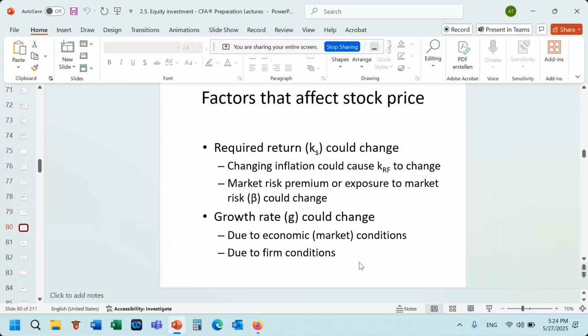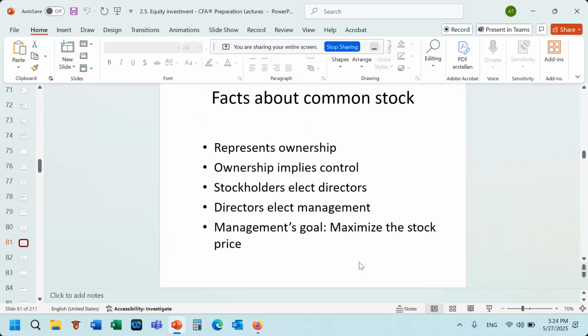Slide 81. About half the questions that CFA has about equities is definitions. What stocks mean, how do they work, what preferred stocks mean, and so forth. Definition of common stock, obviously this is a share of ownership in a public company.